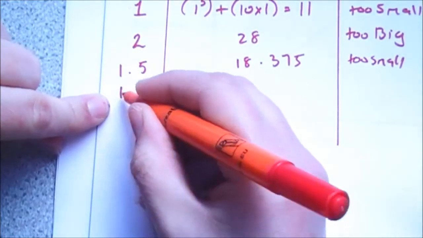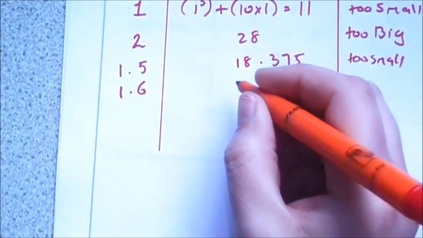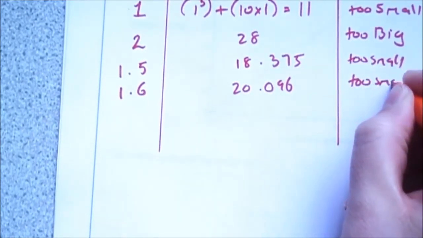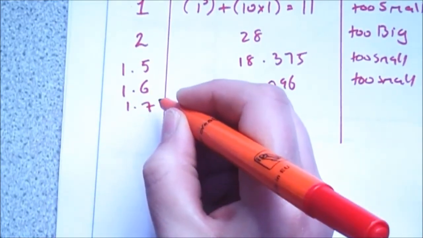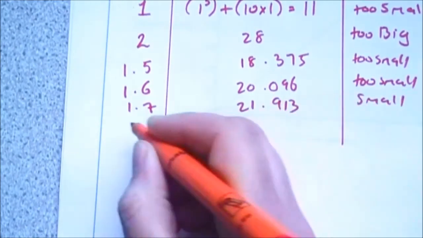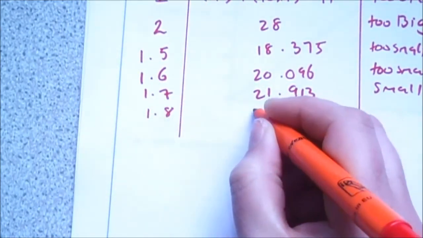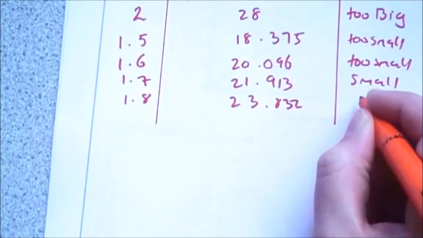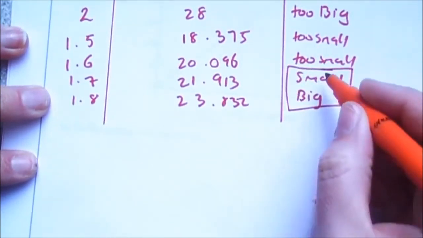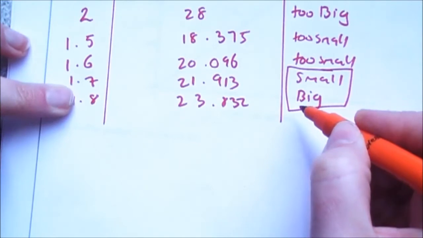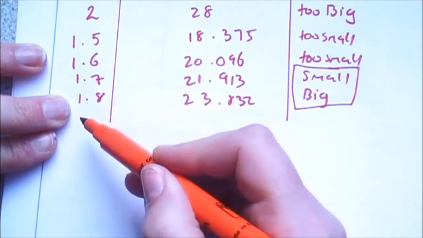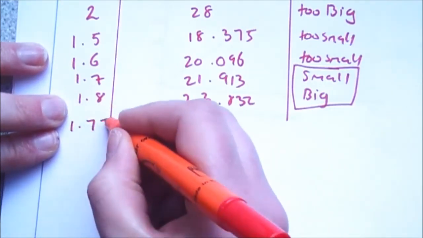That means I need to trial the next one up, which is 1.6. When I put that in my calculator, it will give me 20.096. That again is too small. I need to go up to 1.7. When I put that in, it will give me 21.913. Again, it's too small. So I'm going to trial 1.8. That's going to give me 23.832. And that is now going to be too big. And just like in the first part, whenever I get one that's too small and then one that's too big, I need to go down the middle. So halfway between 1.7 and 1.8 is 1.75.